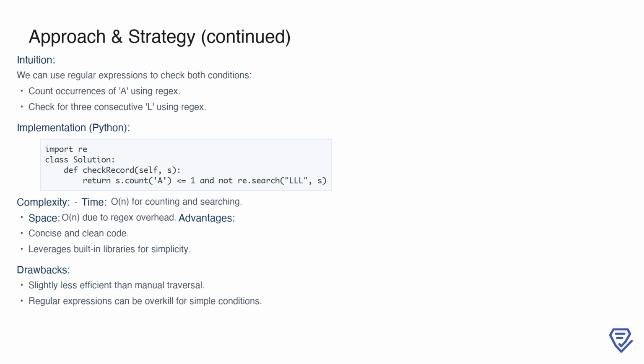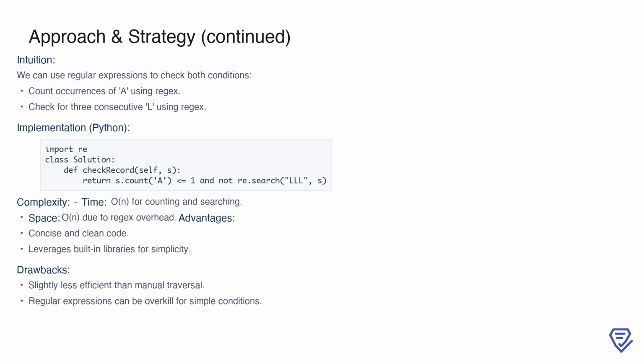Another approach to solving this problem is by using regular expressions. With this method, we can handle both conditions, counting occurrences of A and detecting LLL using regex patterns. For example, we can use Python's str.count method to determine if the number of A characters is less than or equal to 1. Simultaneously, we use the re.search function to check for the presence of the substring LLL. The implementation is concise and leverages Python's built-in libraries, making the code clean and easy to read.